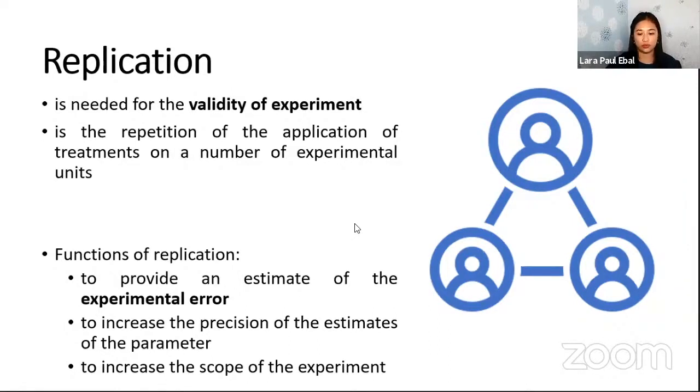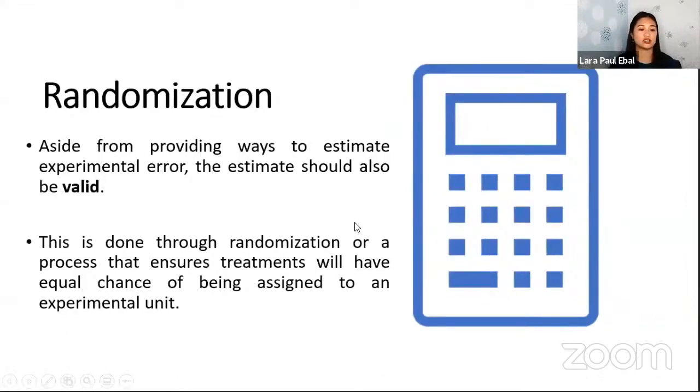Another principle that we have to learn is randomization. Aside from providing the estimate of this experimental error, we also need to have this estimate be valid. So if we have a valid experiment, we also have to have valid estimates. So this can be done through randomization. It's a process that ensures treatments will have an equal chance of being assigned to an experimental unit. Okay, so we randomize.